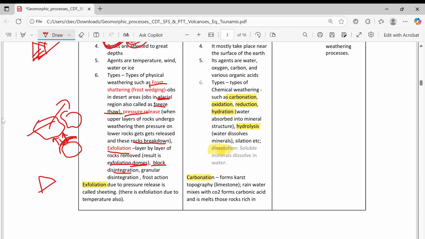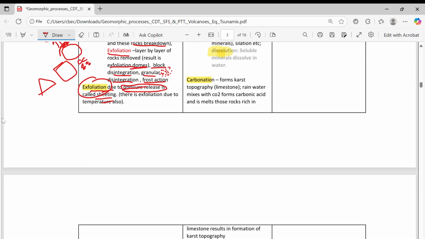Then block disintegration, granular disintegration, frost action. These are the types. Block disintegration means the rock will convert into small blocks. Granular means small particles. The rock will convert into small particles. That is granular disintegration. So exfoliation will happen because of temperature. It will happen because of pressure release also. That is called sheeting. Exfoliation can be due to pressure release or due to temperature change also.